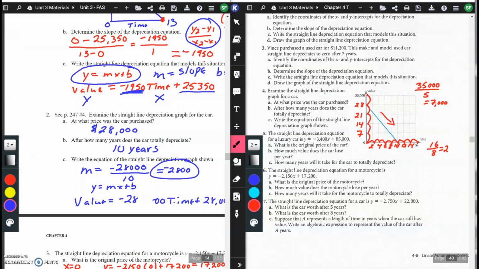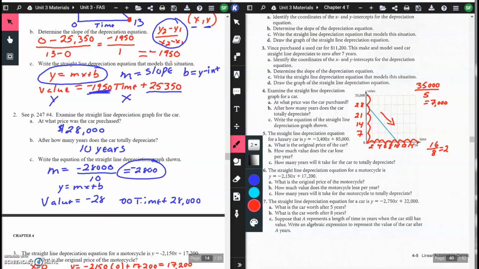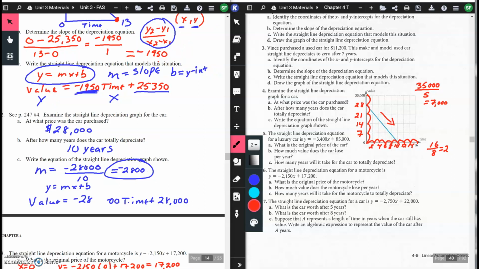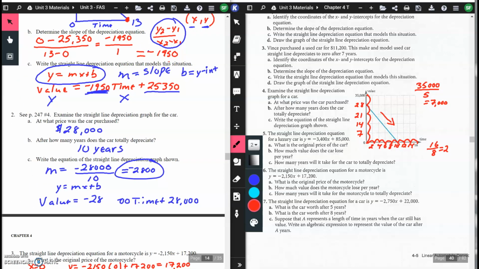Now take it and plug it into your slope-intercept formula. So y equals mx plus b. So your value equals negative 2,800 times time plus the y-intercept. If you look over here on your graph, where does that line hit the y-axis? Right at 28,000.